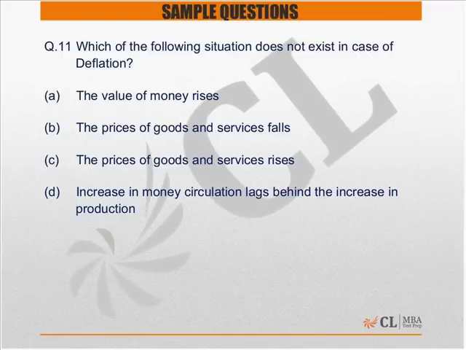Saurabh says it's B. Prices of goods and services falls. Arjit, Priyanka and Swati, your answers are? Swati says it's C. Prices of goods and services rises. Arjit says B. Priyanka says B. Saurabh B. Priyanka B. Swati C. Arjit B. Two persons are with B. Two are with C.